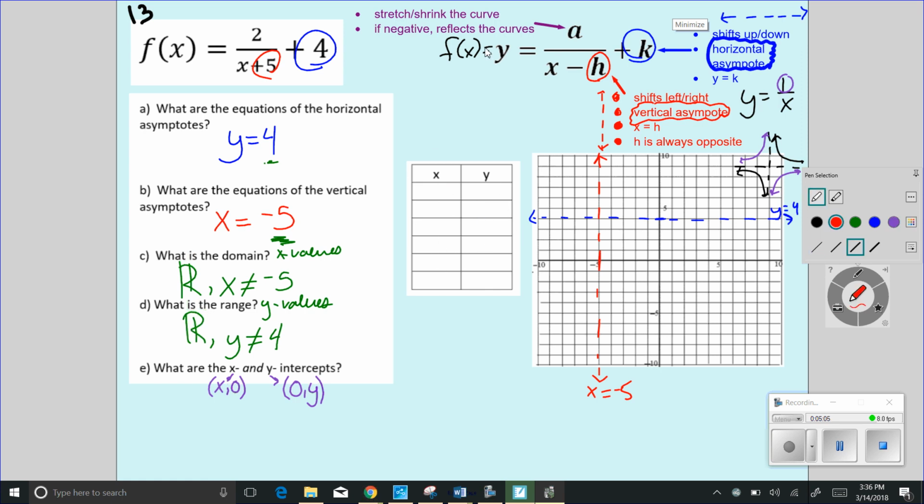Okay, so we are ready to fill out the table. To start off filling out the table, I visualize kind of cutting it in half, and I base it all off of my vertical asymptote.